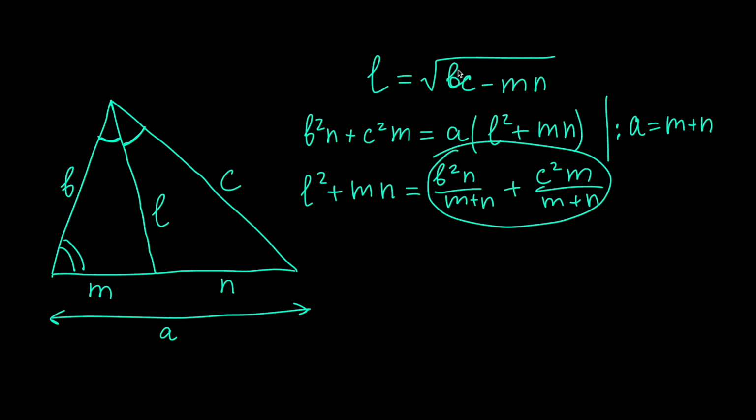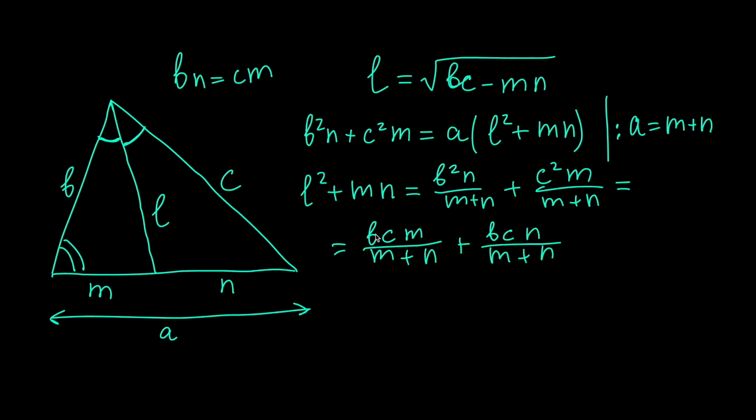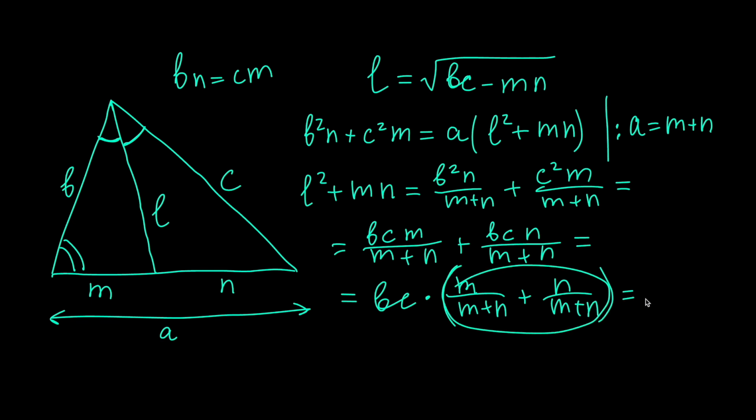We just need to prove that it is equal to BC, so once again we will use the bisector theorem, which implies that BN equals CM. And once again, if we plug BN into here and CM into here, then we're gonna have BCM divided by M plus N plus BCN divided by M plus N. We have a common factor of BC, so let's factorize this expression. We're gonna have BC multiplied by M divided by M plus N plus N divided by M plus N. And this obviously is equal to 1. So this whole expression is equal to BC. And there we have it, L squared plus MN equals BC. Or in other words, L squared equals BC minus MN, which proves the original formula.